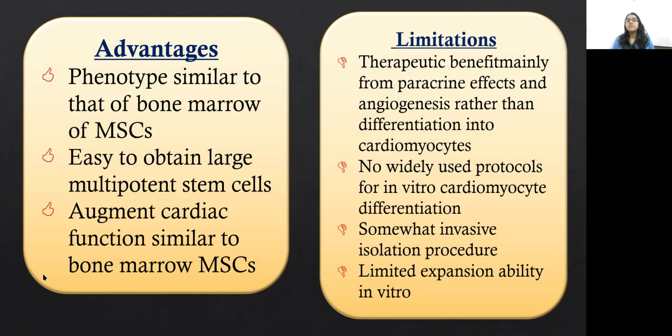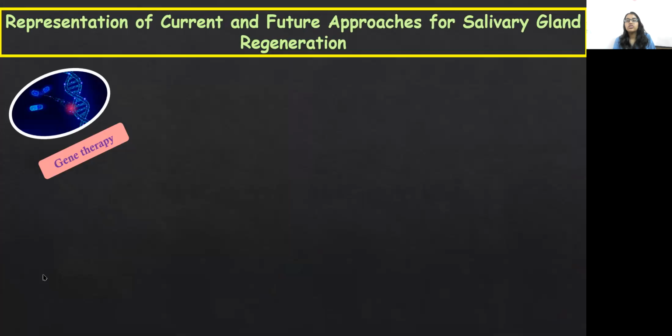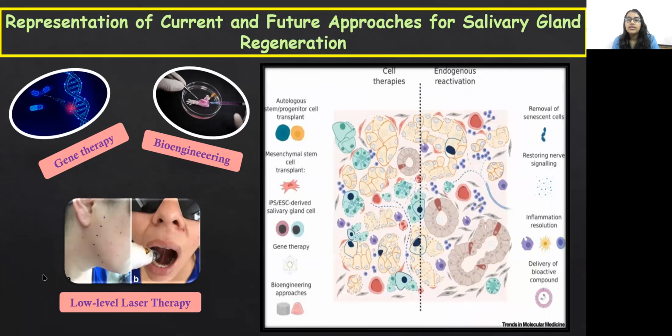The limitations we see are that they are somewhat invasive in isolation. Although they are readily available, it is a little bit of an invasive procedure, and they have limited expansion ability in vitro. So salivary gland hypofunction, or xerostomia, could be repaired using stem cells, as well as some of the latest technologies, which could be gene therapy, bioengineering, or low level laser therapy. These therapies are quite studied and are considered for future treatments of xerostomia.